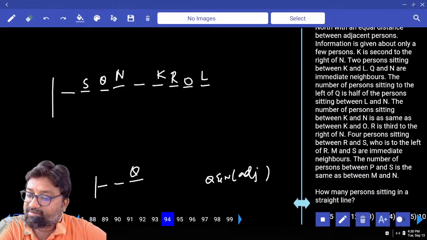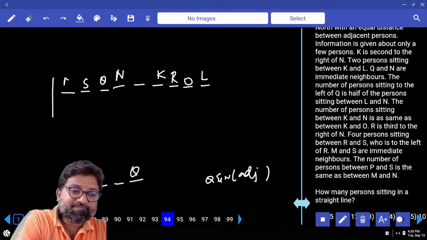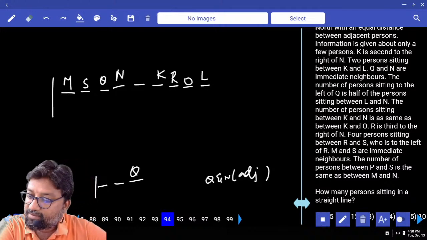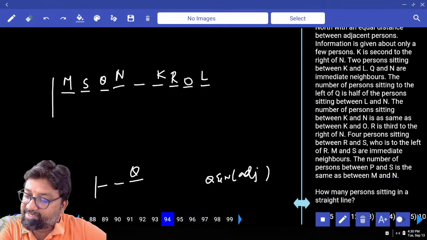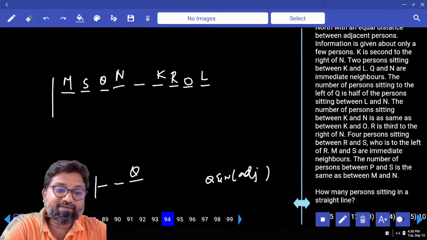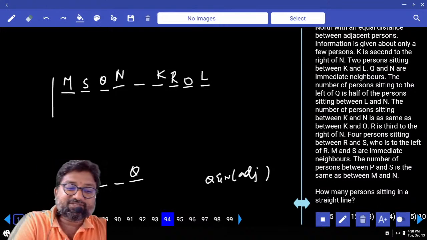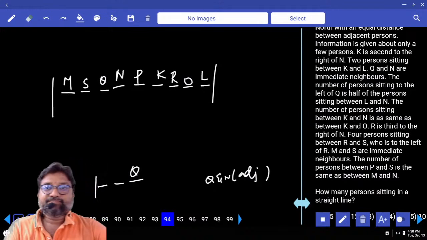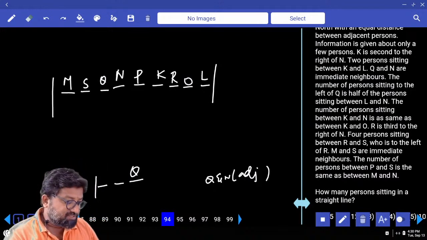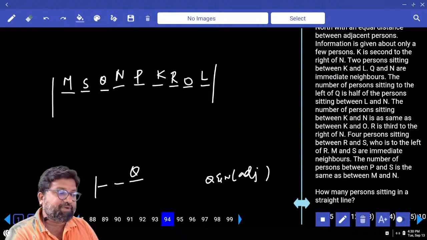And S are yet neighbors. Number of persons between M and N is 2. P and S also 2. Yeah, pretty easy.